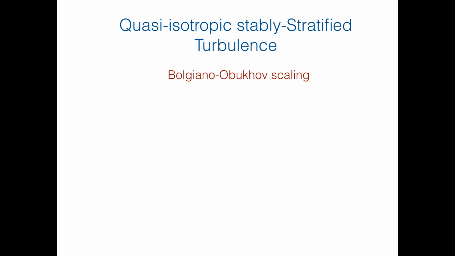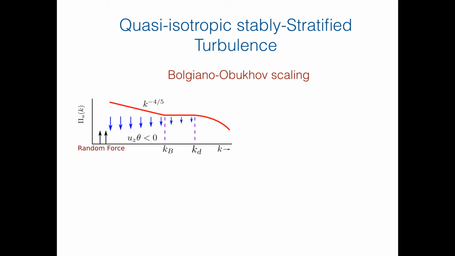First, we consider quasi-isotropic stably stratified turbulence. For such flows, the kinetic energy is converted to potential energy and then to dissipation. This is due to the stable nature of the flow. Hence, the kinetic energy flux decreases with k, and it shows a k^(-4/5) power law.